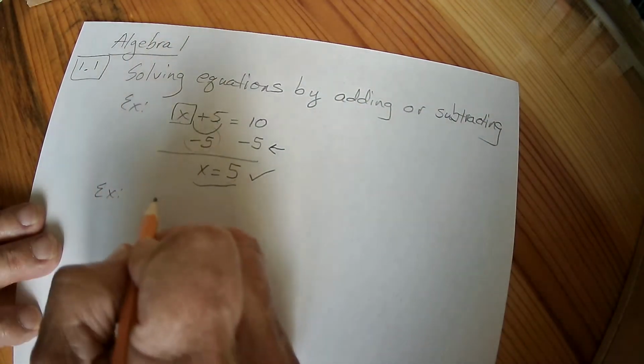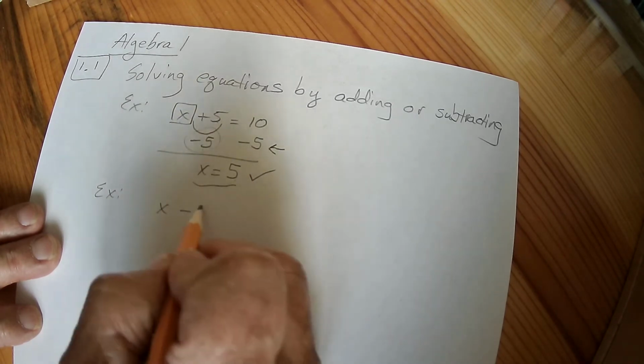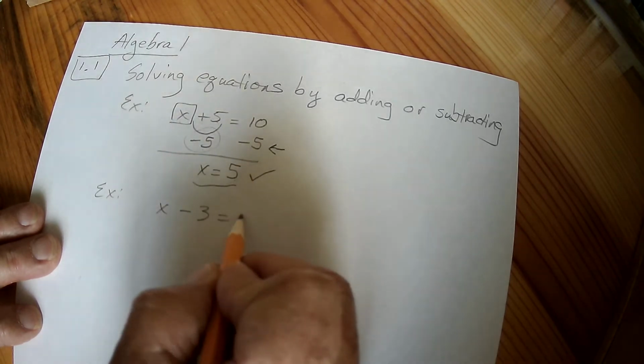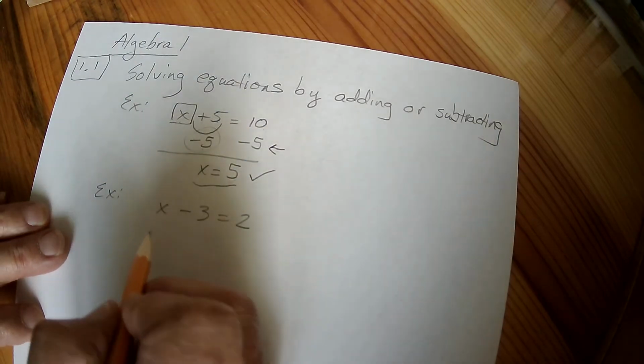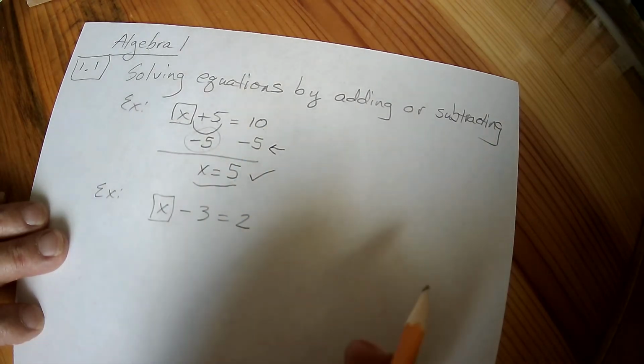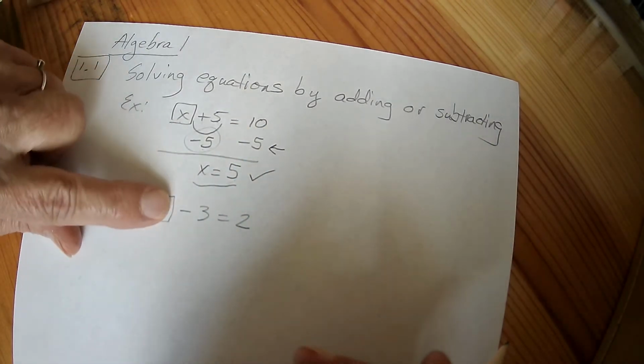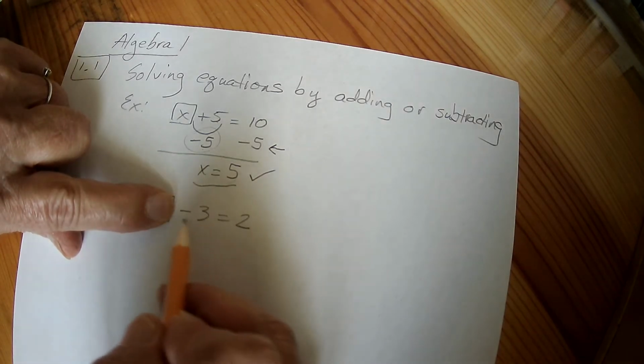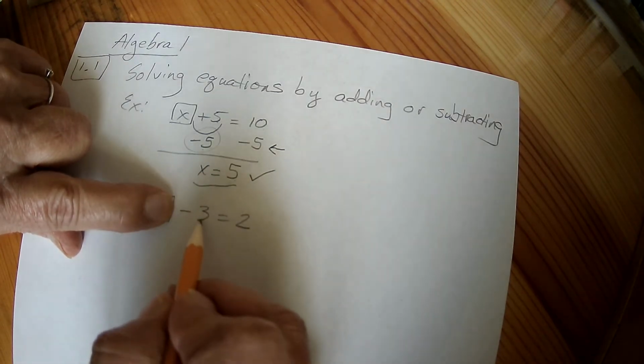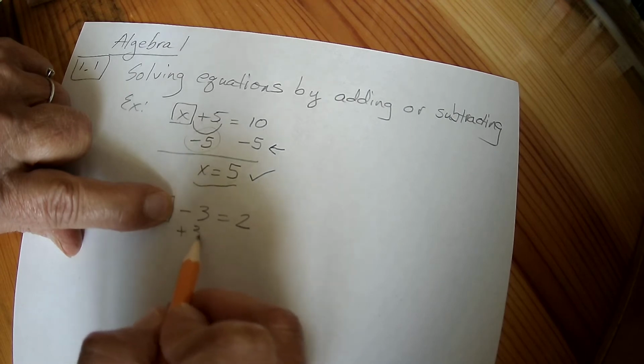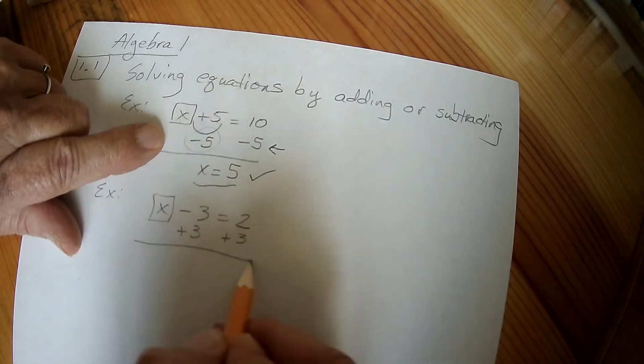So here's an example when we're originally going to subtract. So again, I want to isolate the variable. Sometimes I'll tell kids, just cover that up. This is what you need to get rid of. And the opposite of subtracting 3 is adding 3. I'm going to do that to both sides.